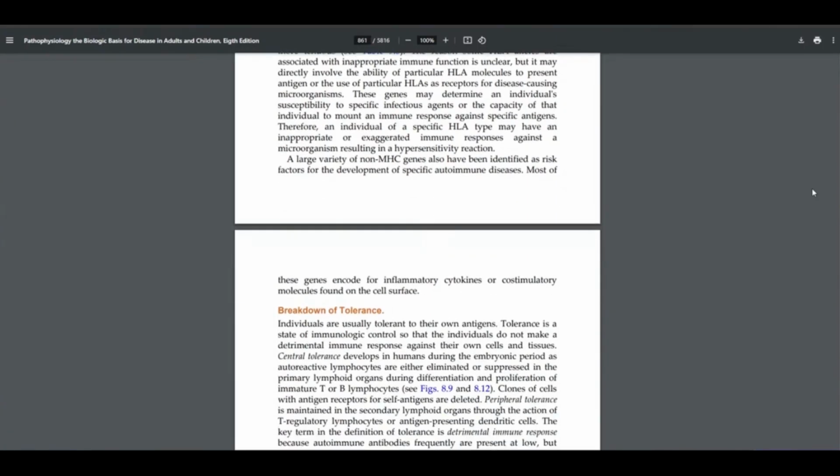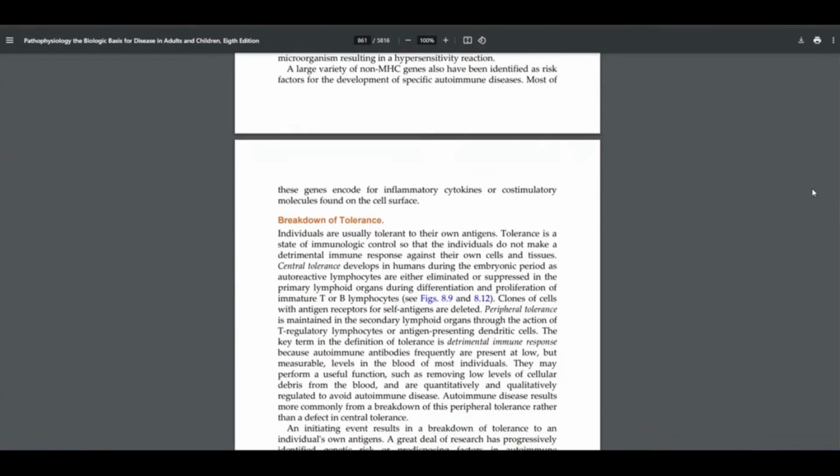A large variety of non-MHC genes also have been identified as risk factors for the development of specific autoimmune diseases. Most of these genes encode for inflammatory cytokines or co-stimulatory molecules found on the cell surface.